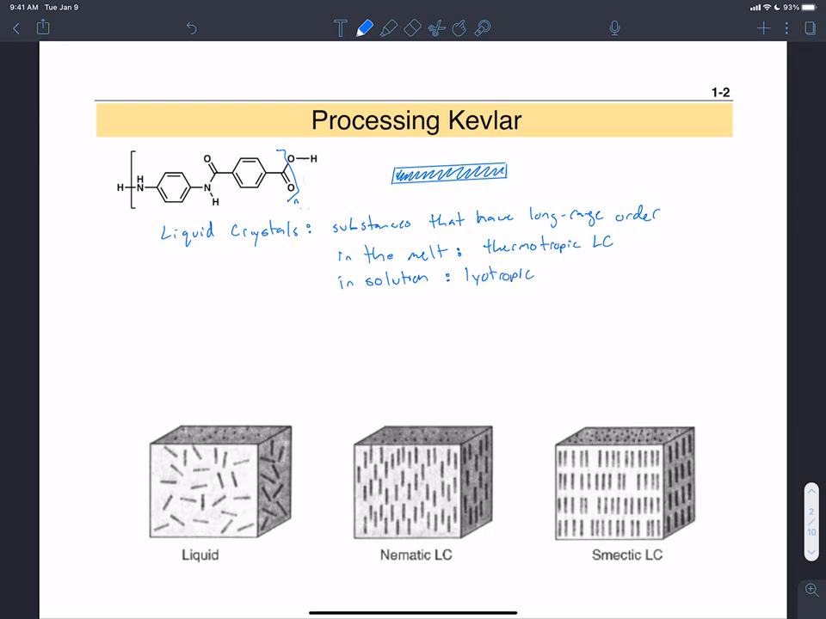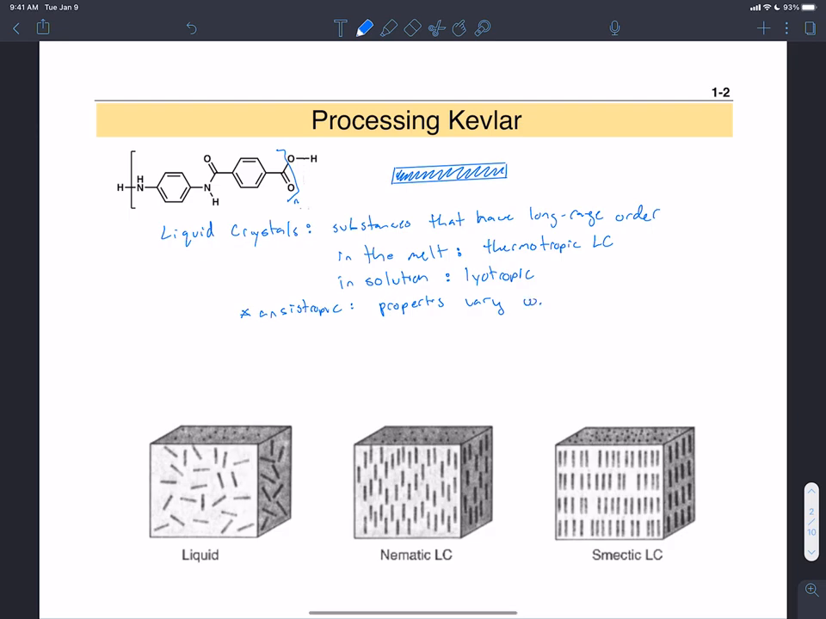So in the context here, Kevlar will be used as a lyotropic liquid crystal, so it will be with solvent. The key characteristic of this is this idea that liquid crystals have anisotropy. So they are anisotropic. And this is a unique characteristic in which you have properties that vary with respect to direction.